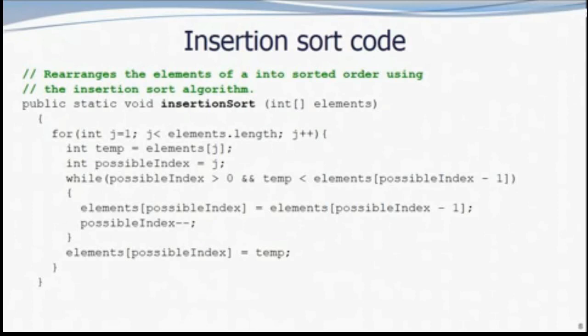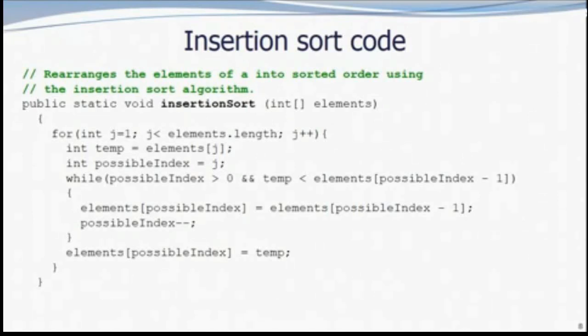So if the one at 1 is smaller than the one at 0, it's going to enter the while loop, change that one, the one before it, and subtract 1 from possible index. Temp still holds the old value, but now we've moved this one up, or moved it back.